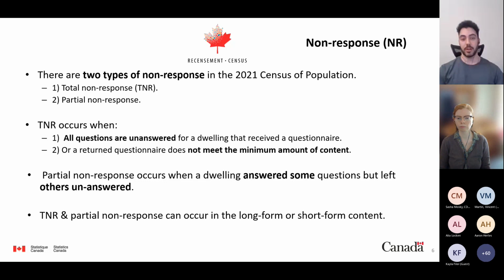Partial non-response, on the other hand, occurs when some of the questions were answered, but then some of them were left unanswered. So we can experience TNR and partial non-response in both the long form or short form content.